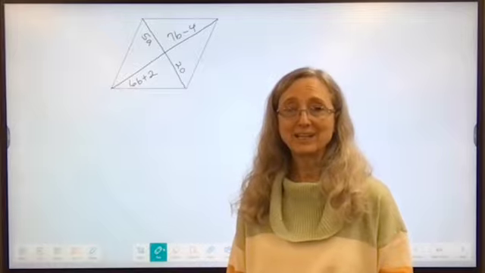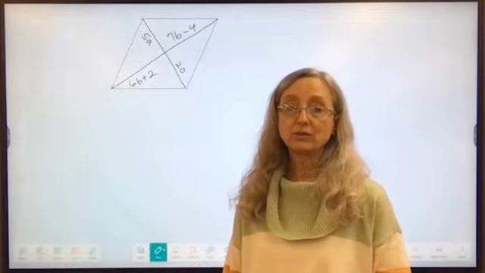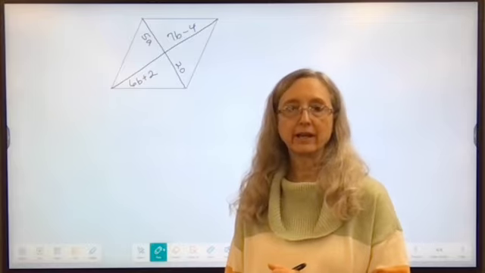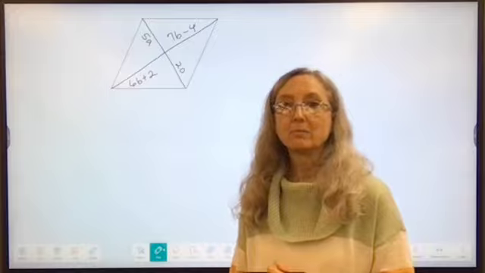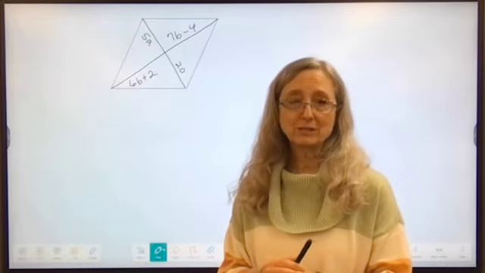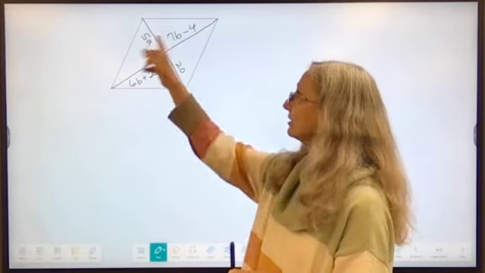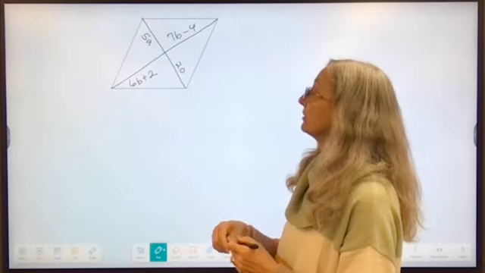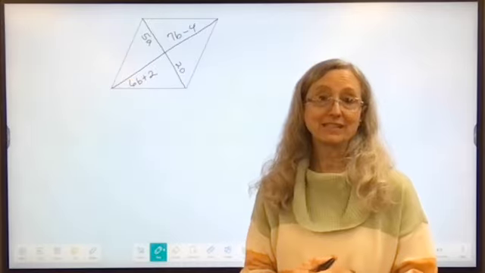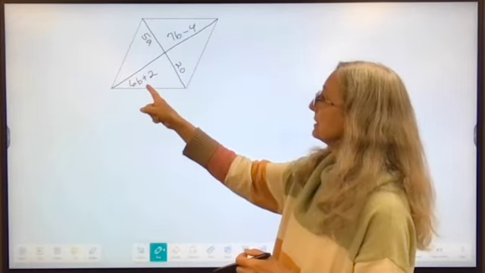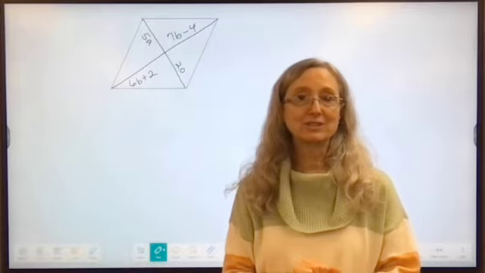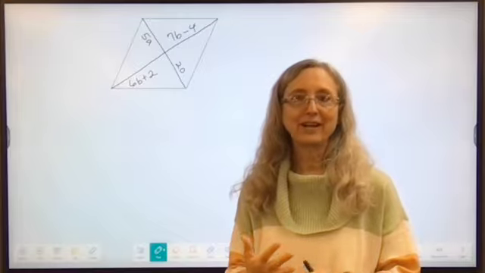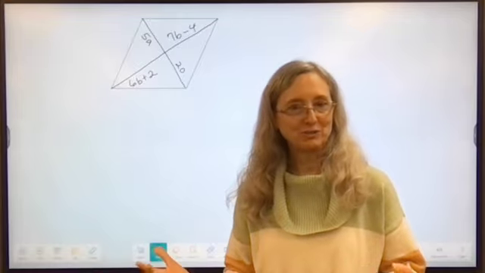I could get a problem like this, which would say find the value of each variable to show that this would be a parallelogram. These are diagonals, so in order for this to be a parallelogram, these diagonals would have to bisect each other. So 5a would have to equal 20, and 6b plus 2 would have to equal 7b minus 4.